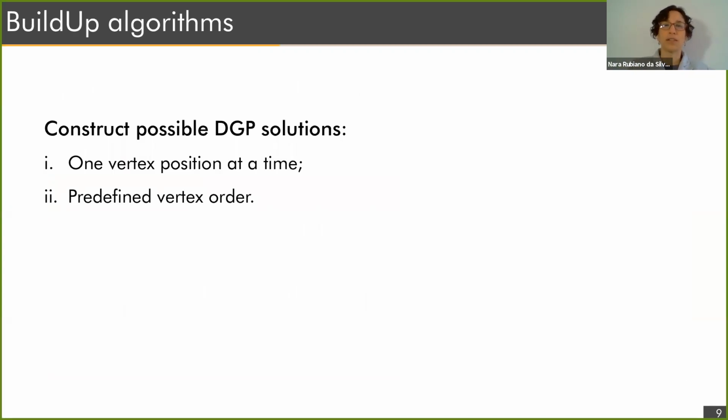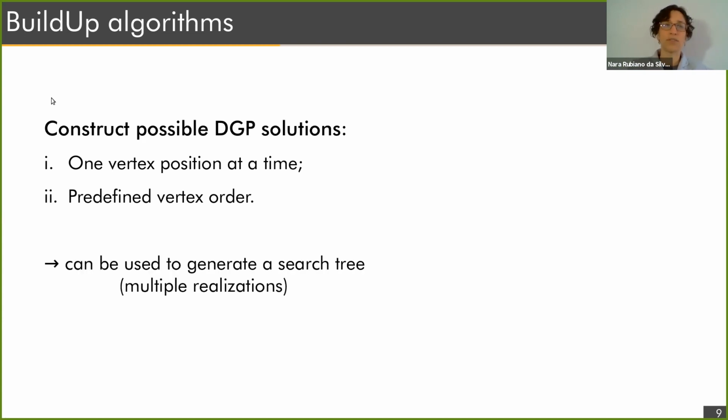A way to find solutions in a distance geometry problem is to use build-up algorithms. In this kind of algorithm, one can take one vertex position at a time and build the next vertex position by using a predefined order and the distance information. With this algorithm, one can finally generate a search tree with multiple candidate realizations.